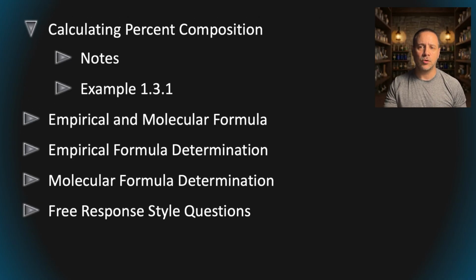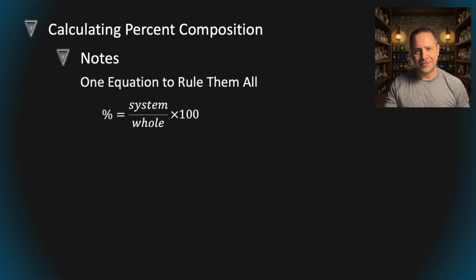Percentage calculations are all over AP Chem. Instead of applying unique equations in each instance, my approach can be applied to every percentage problem throughout the course. To calculate a percentage, simply divide the system by the whole and multiply by 100.